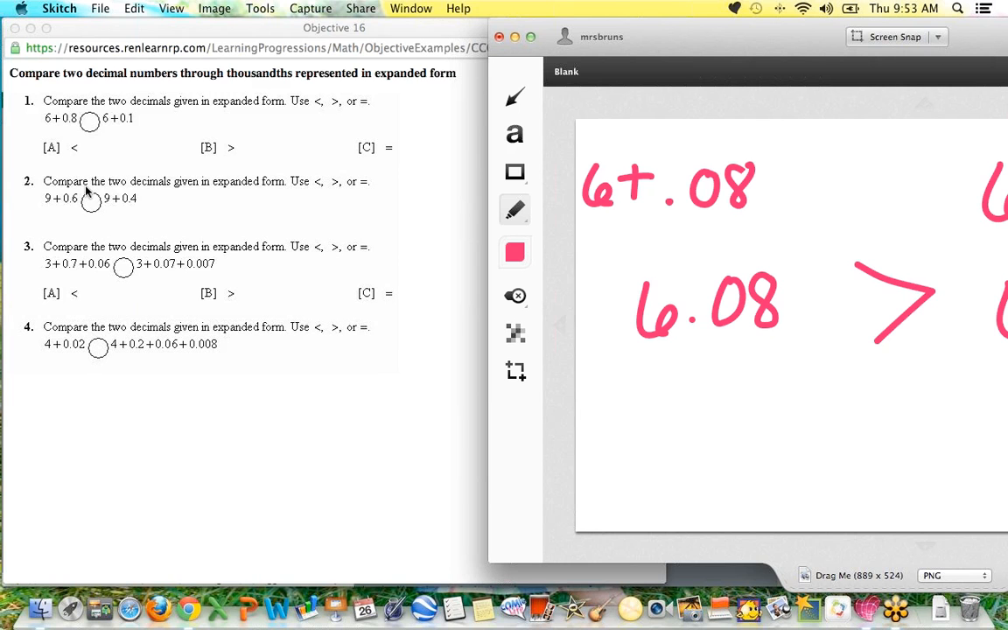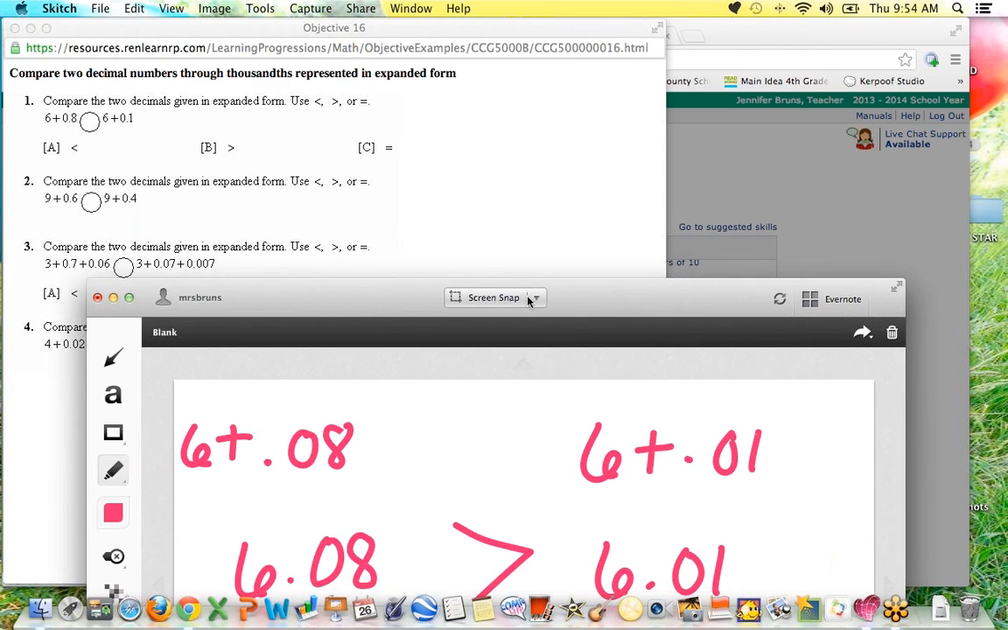All right, so 9 and 6 hundredths is greater than 9 and 4 hundredths. So number 1 and number 2 were pretty easy. Let's move on; this is going to get a little more complicated. Number 3, compare the two decimals given in expanded form. So let me go ahead and clear my board, and I'll rewrite it for you because it's kind of long.